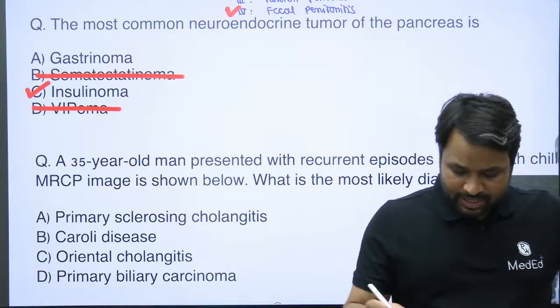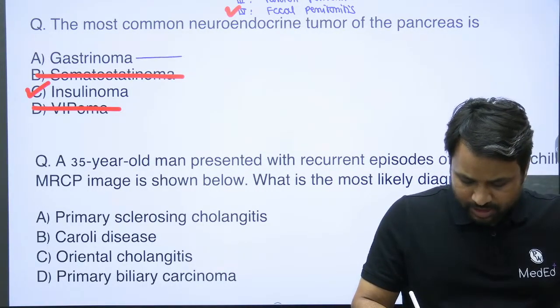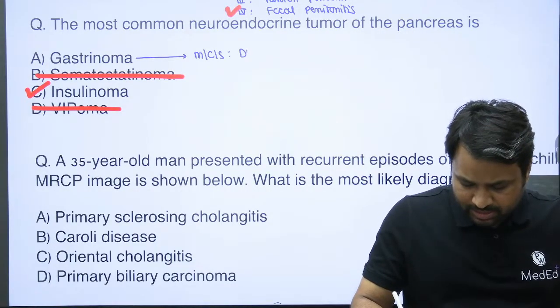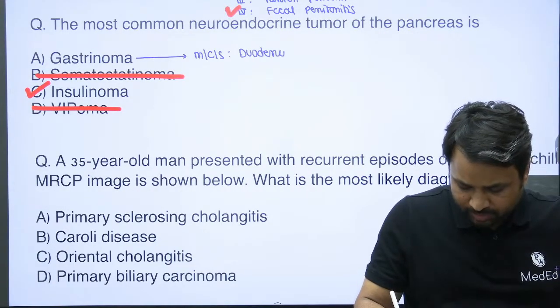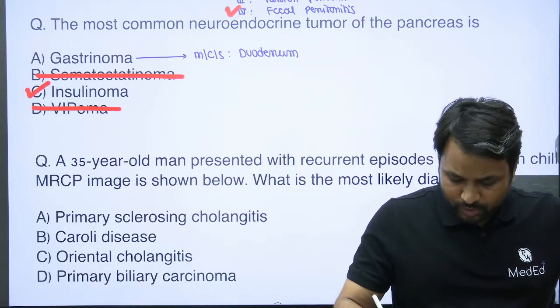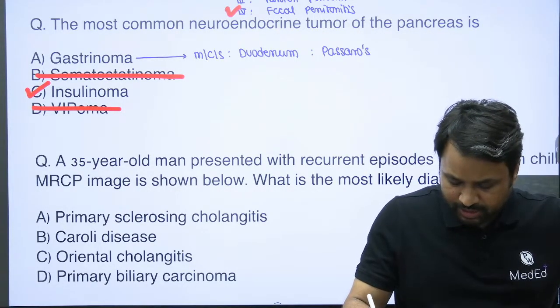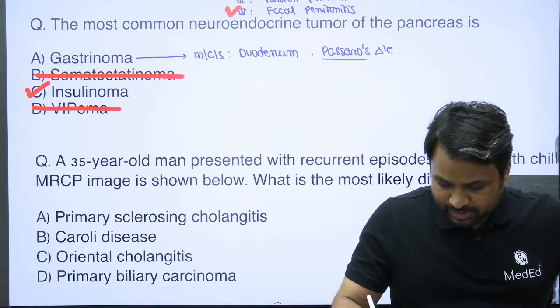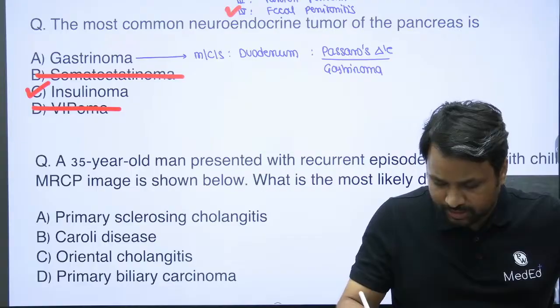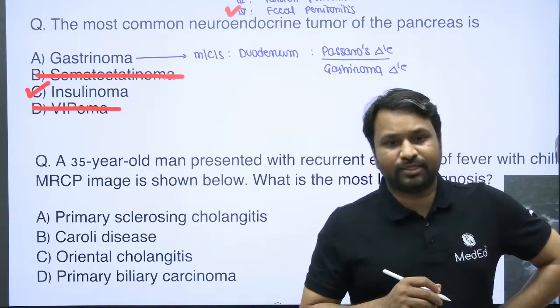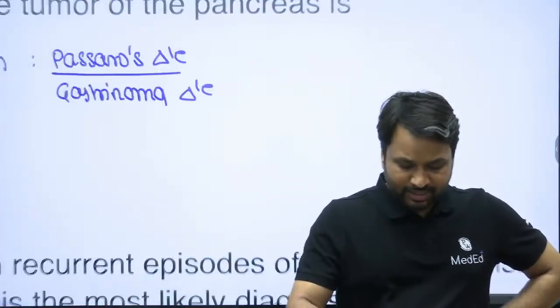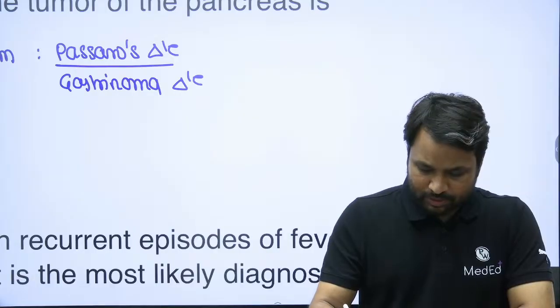Now the question that they'll ask you in the context of gastrinoma is, what is the most common site for gastrinoma? The answer is going to be duodenum. Rather than saying duodenum, you should say that it is more commonly seen in the Passaro's triangle. The Passaro's triangle is also called the gastrinoma triangle. Now, what are the components of the gastrinoma triangle? A quick recap on that as well.